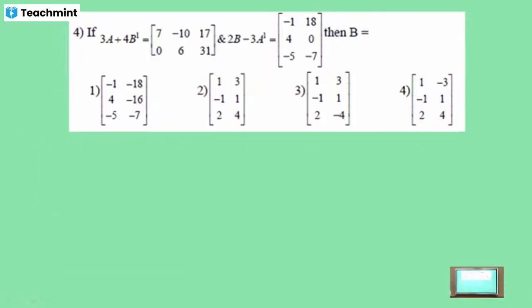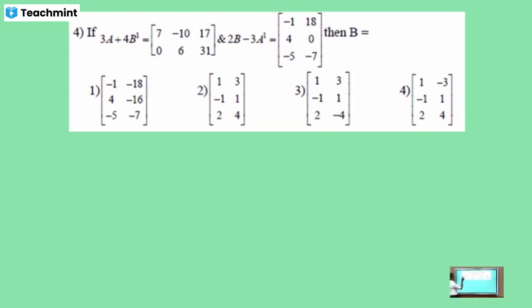Now go to the next problem. If 3A plus 4B dash equal to the given matrix of order 2 cross 3, and 2B minus 3A dash equal to a matrix of order 3 cross 2, then I have to find the matrix B. What I need is the B matrix. When I find the B matrix, I must see whether the A matrix can be eliminated.